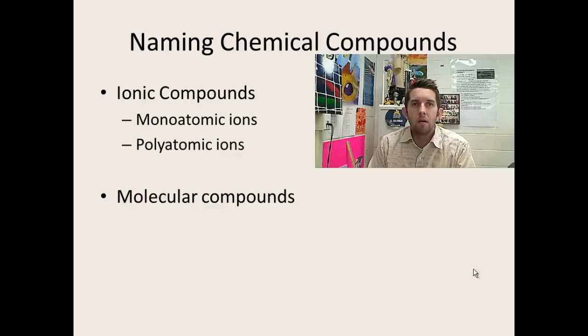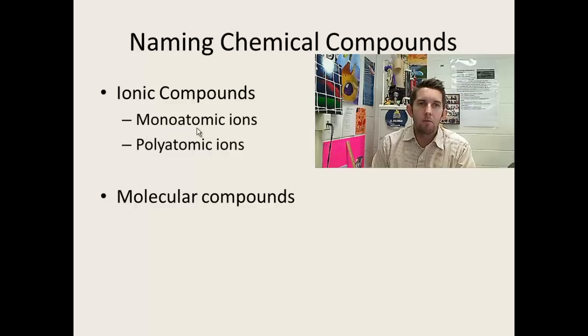Here's a screencast on naming chemical compounds. It's important when we're talking about these different elements bonding together that we're able to name the different chemicals that we're producing. So we're going to walk through the different kinds of compounds, how you know how to name them, etc. So first of all, we're going to look at the ionic compounds. How do we name them?